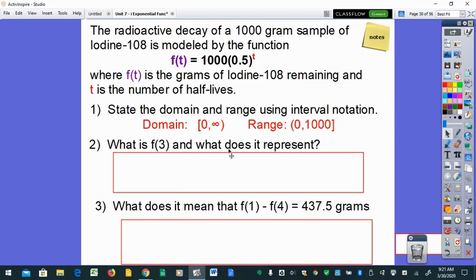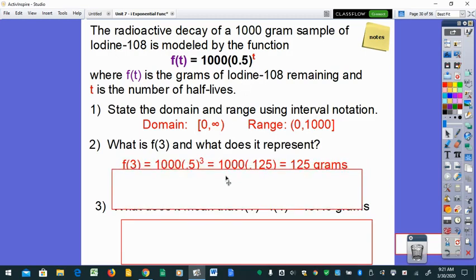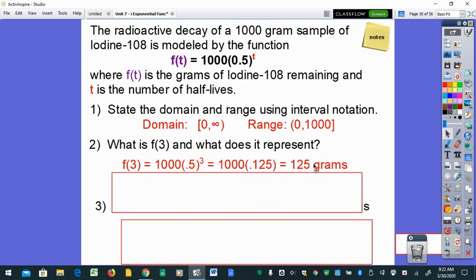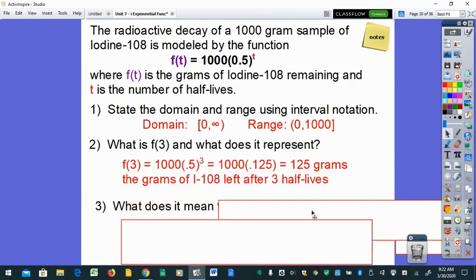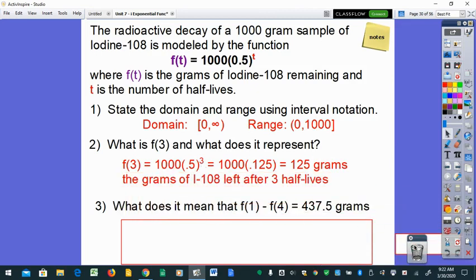What is f of 3 and what does it represent? So we're going to put a 3 in for the t and do the math. And when we do that, we're going to get 125 grams. What does this mean? It means that after 3 half-lives, there is 125 grams of the iodine 108 left.